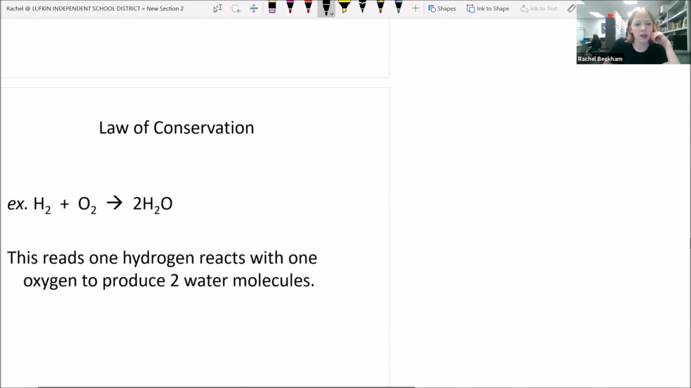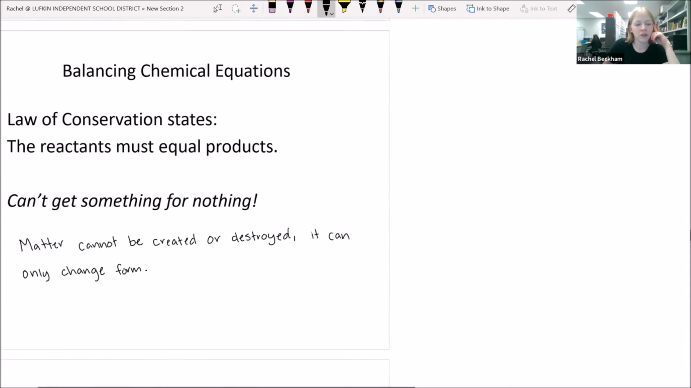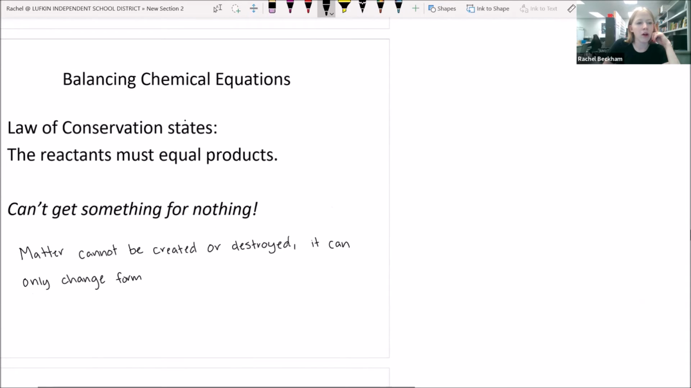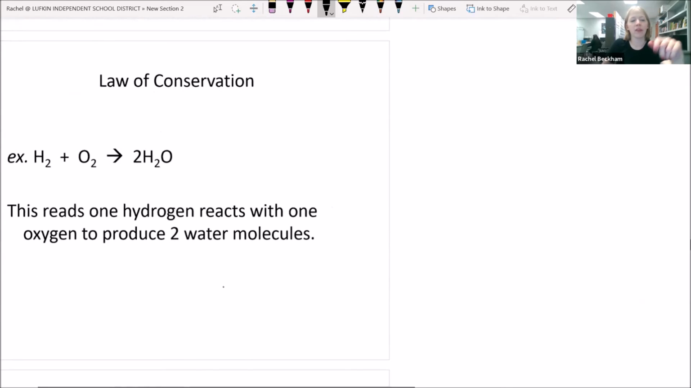So the next thing I want to get to is the law of conservation of mass. I wrote this in here additionally. The law of conservation is based on the idea that matter can't be created or destroyed. It can only change form. So for example, if you have this reaction happening right here, we've got H, and there's two of them, right? Because it says H2. And then we've got O, and there's two oxygens.